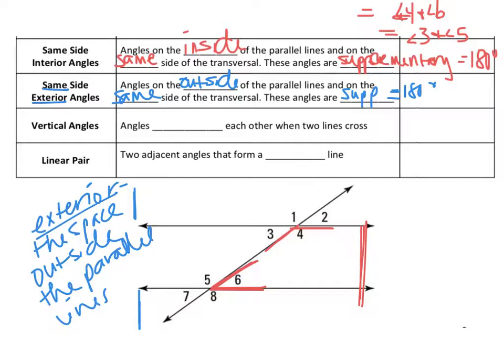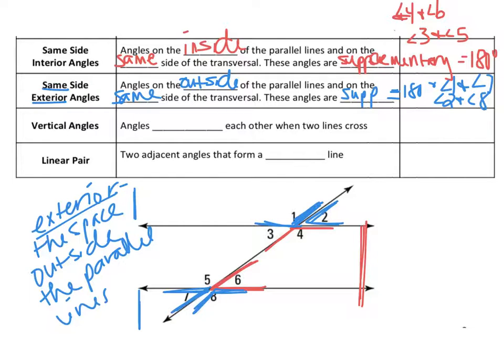An example of same side exterior angles would be looking at angle 1, and angle 1 would match up with angle 7, and those would be considered same side exterior angles, okay? And again, those would be equal to 180 degrees. An example, like I said, of these would be angle 1 and angle 7. And again, if we take a look at angle 2 and angle 8. And again, those would be equal to 180 degrees.